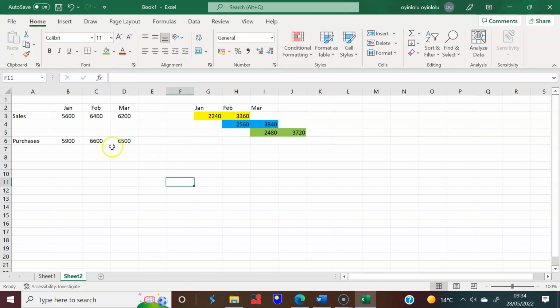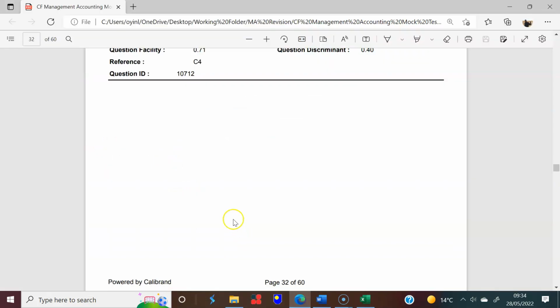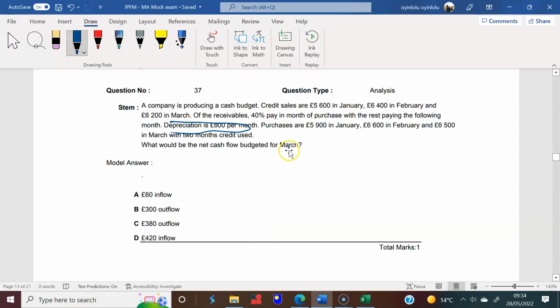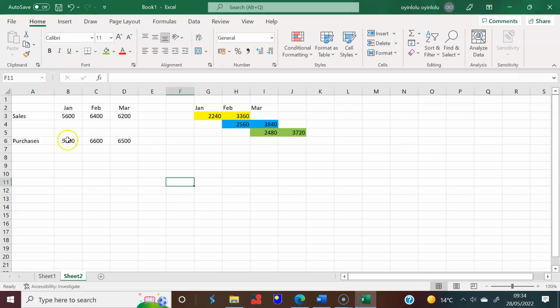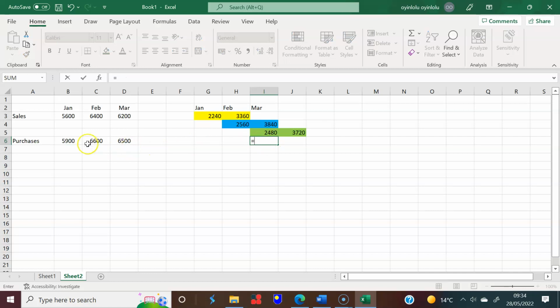Okay, great stuff. And then in terms of purchases, pretty straight actually. It does say or tell us directly that you have 2 months of credit being used, which means that when you buy in January, you pay in March. So in March, we will pay the whole thing from January. And of course, everything in February we will pay in April. We're not interested though in that, but I'm just showing you for reference.